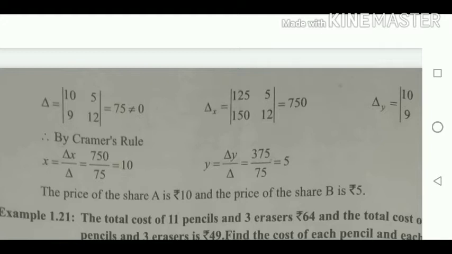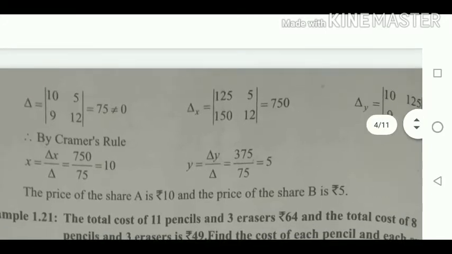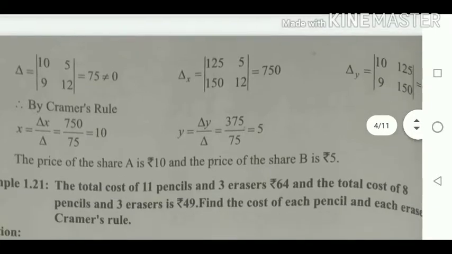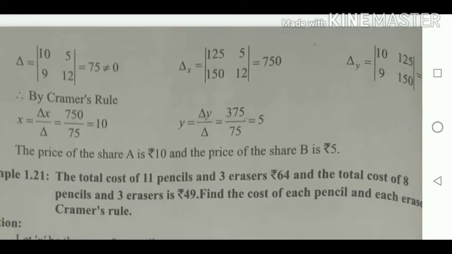Now find the value of delta x by way of cross multiplication. 125 into 12 minus 150 into 5, getting 750 as delta x. The same procedure is followed to find delta y, but here in delta y we are changing the second column. Instead of 5 and 12 we are writing 125 and 150. Then we are finding the value of delta y equal to 375.